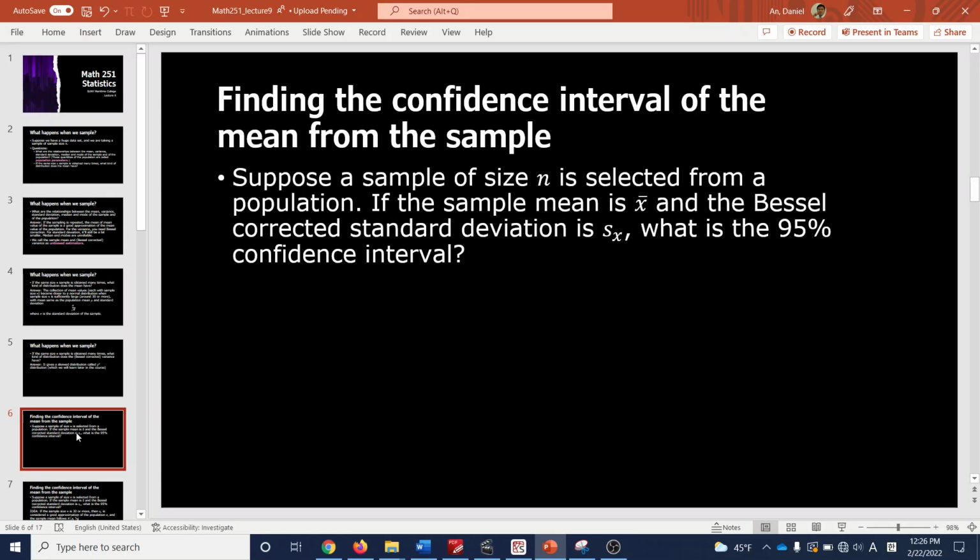So what you want to know is, can you speak with 95% confidence that the population mean must be between these two numbers, and you provide two numbers? Can you do that? Okay. That will be a pretty good conclusion you can draw from a sample. Okay. So how do we do it?